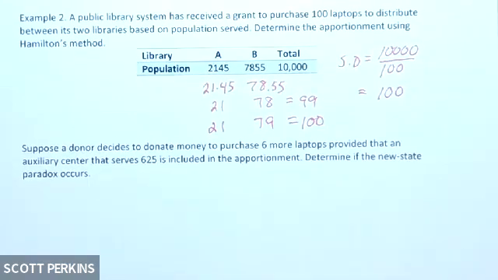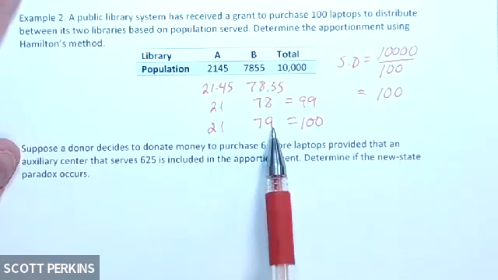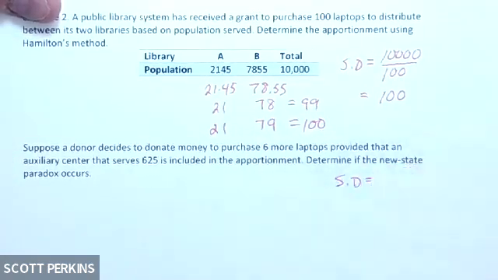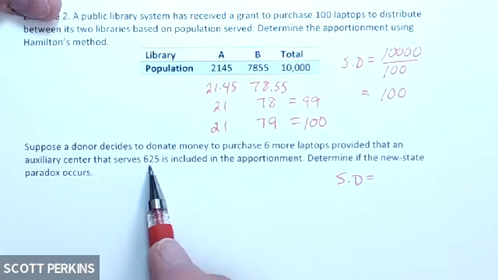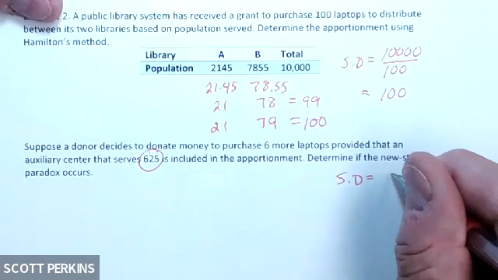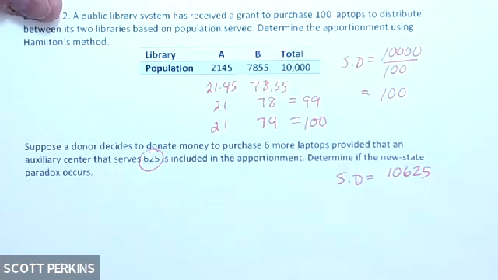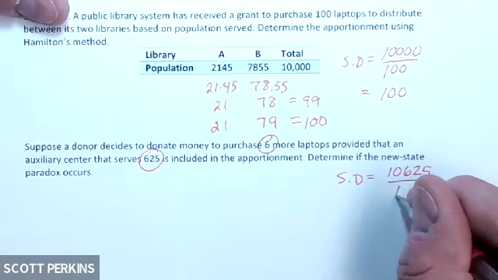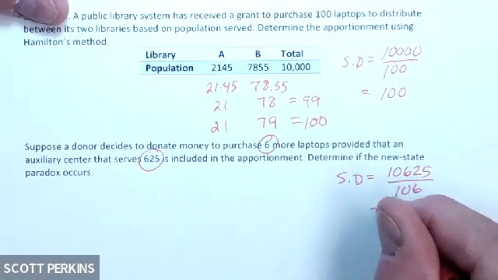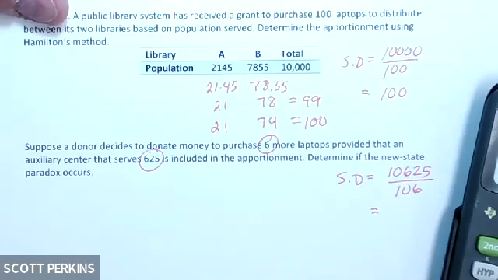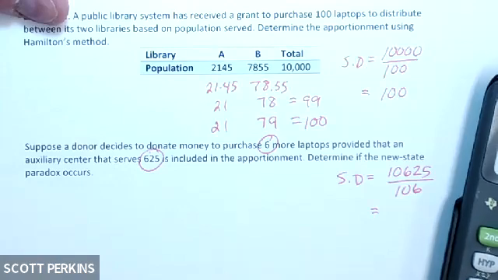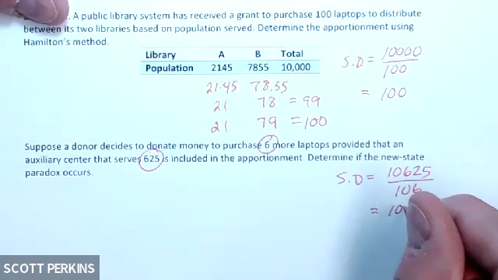So what we're going to determine is if by adding this new group, does one of these 2 that we've already apportioned lose anything? So here we go. My standard divisor this time: I've added in 625 new people, so my population is 10,625. I've added in 6 more laptops, so my number to be apportioned is 106. So 10,625 divided by 106 becomes 100.23. We'll just go 100.2.